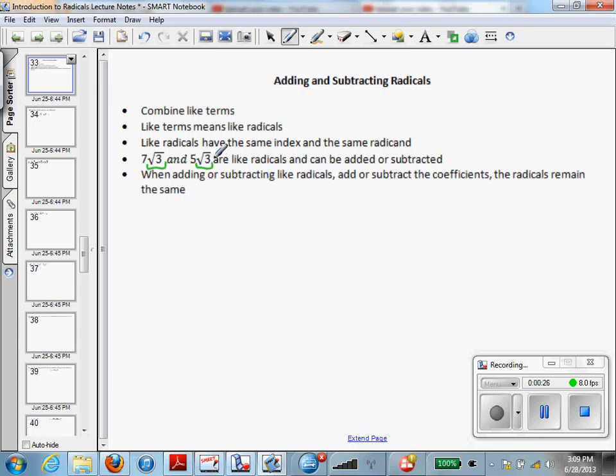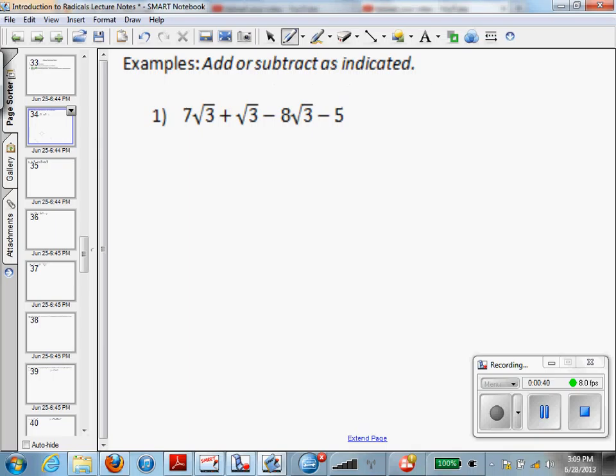When adding and subtracting radicals, you work with the coefficients, and the radicals remain the same. So it's kind of like adding fractions and then you keep the same denominator. If they have the same denominator, you can add them, then you keep it. So I'm looking at some examples.